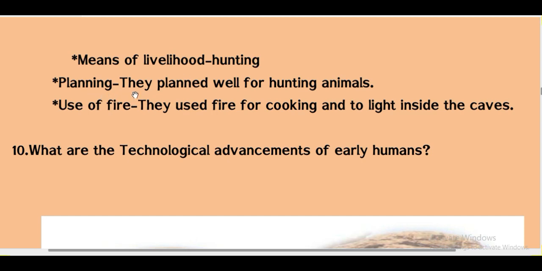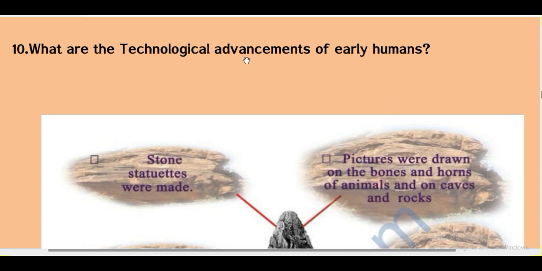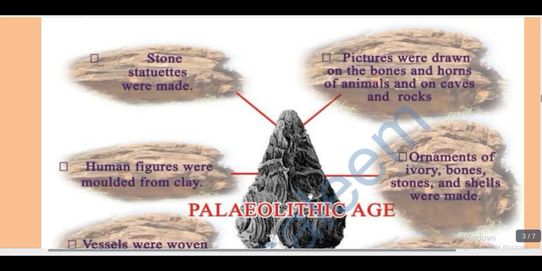Planning, they planned well for hunting animals. Use of fire, they used fire for cooking and to light inside the caves. Technological advancements of early humans. Paleolithic age. Stone statues were made, pictures were drawn on the bones and horns of animals and on caves and rocks. Human figures were molded from clay.